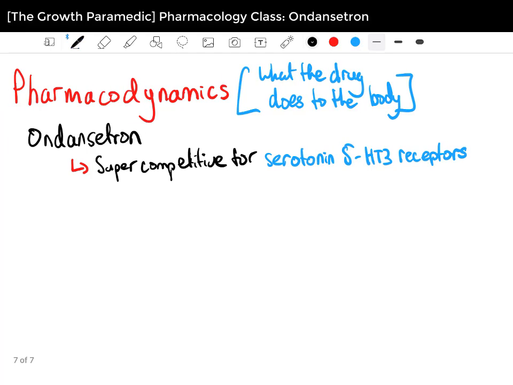Just be aware that you don't really need to know in detail what the 5-HT receptors are. Just need to know that it is super competitive, super inclined to attach to these receptors. Similar to morphine and the mu, kappa, and delta receptors. When you administer morphine, morphine will go to these receptors because these receptors are selective to morphine. In the same sense, Ondansetron is selective to the serotonin receptors. So we'll continue on with that.